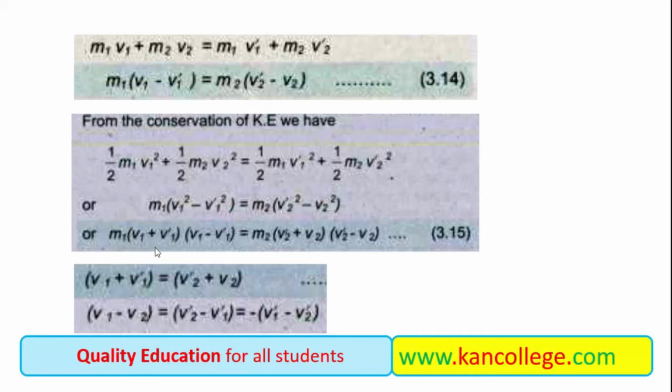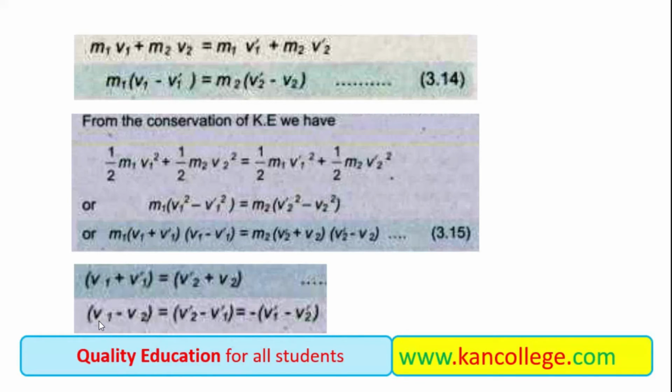Now, by dividing equation 3-15 by equation 3-14, m1 gets cancelled and v1 minus v1 dash gets cancelled. On the left hand side, only v1 plus v1 dash remains, and similarly on the right hand side, v2 dash plus v2 remains. And if we rearrange these terms, we can write v1 minus v2 is equal to v2 dash minus v1 dash. And further, taking the negative sign common, we can write this.